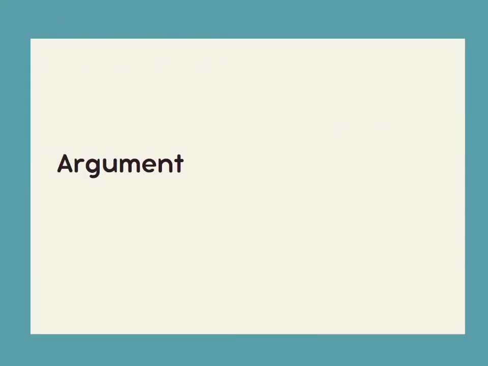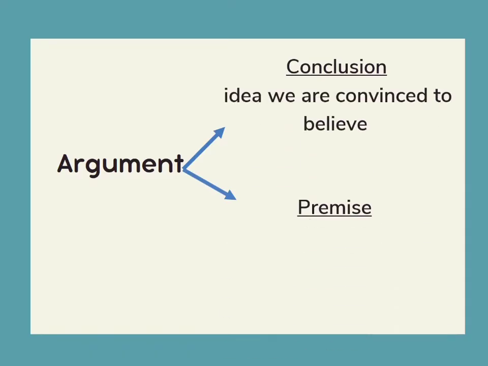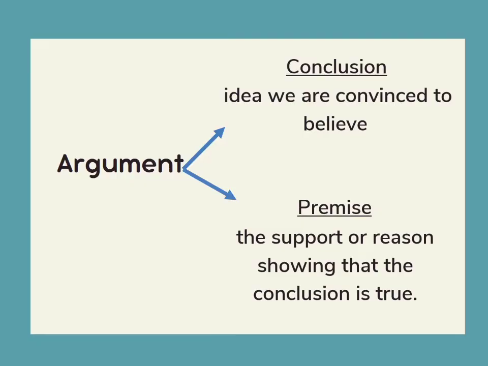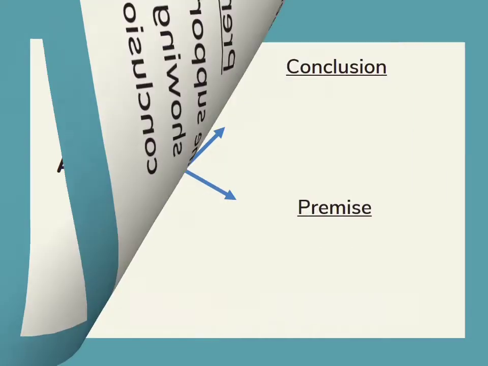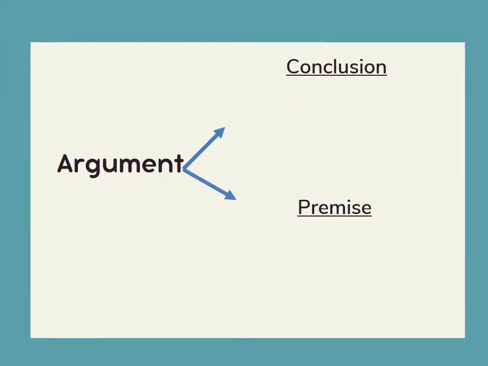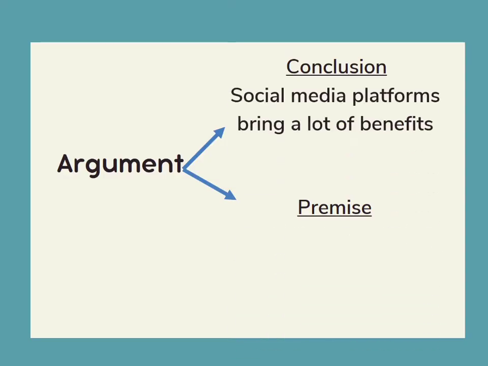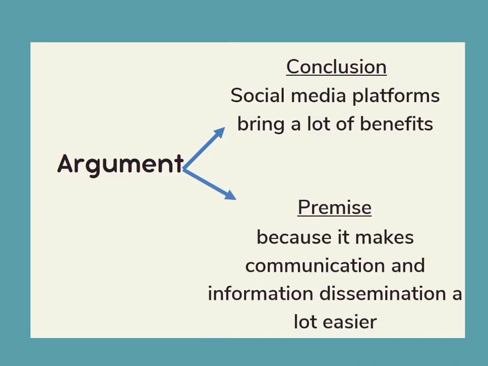An argument tries to convince us that something is true. It is composed of a conclusion and a premise. The conclusion is the idea we are convinced to believe, while the premise is the support or reason showing that the conclusion is true. In the previous example of an argument, the conclusion is, social media platforms bring a lot of benefits, while the premise is, because it makes communication and information dissemination a lot easier.